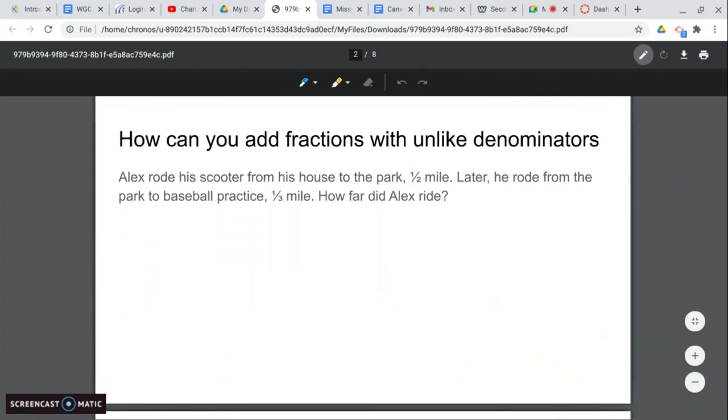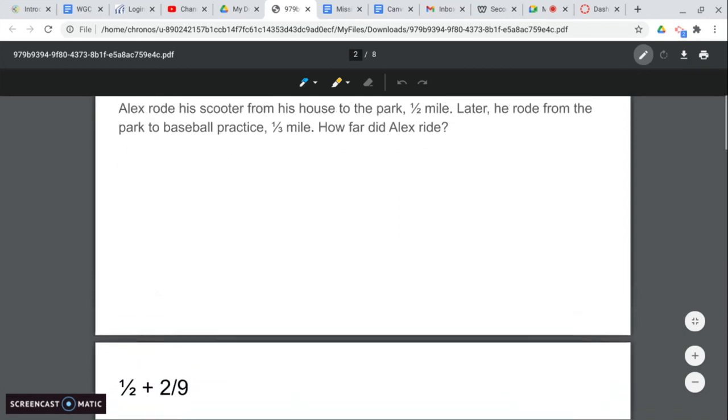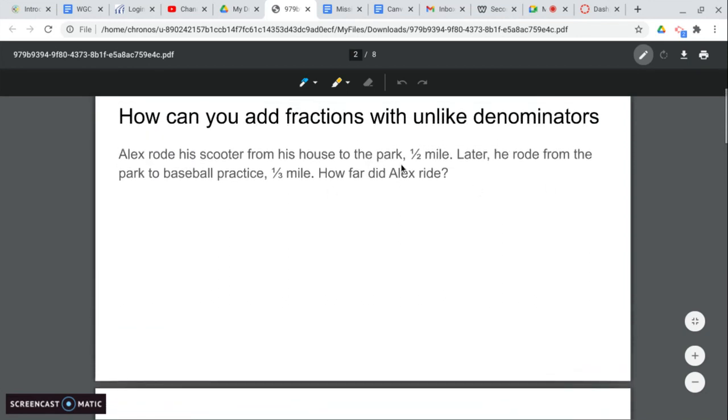Alex rode his scooter from his house to the park, a half mile. Later, he rode from the park to baseball practice, a third mile. How far did Alex ride? Well, in order to add these two fractions together, 1/2 plus 1/3, we need to find a common denominator.